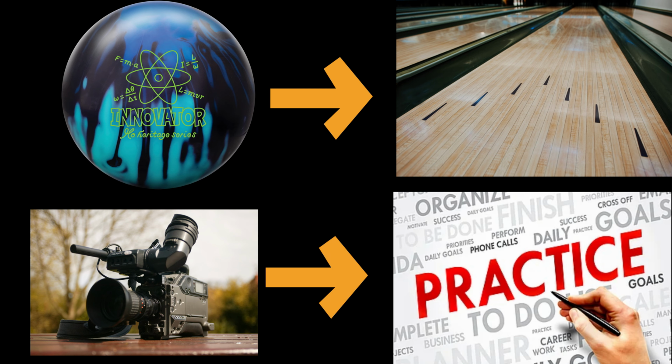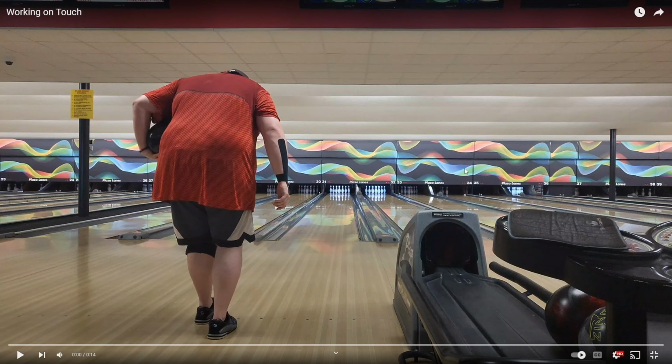Much like matching up ball selection with lane condition, check out my video on building an arsenal for more info on that, by the way, you'll want to make sure that you match up the camera angle to the part of the game that you're trying to work on. There are three main camera angles that I like to record from depending on what I'm working on. The first camera angle that I use is the one that I use the most, and that is the slightly offset rear view camera shown in this example right here.